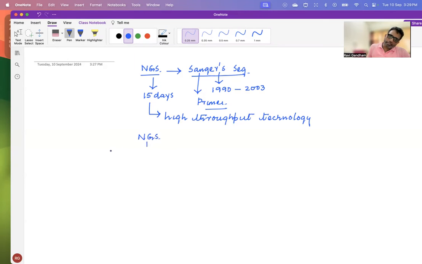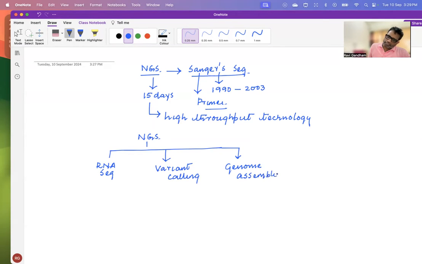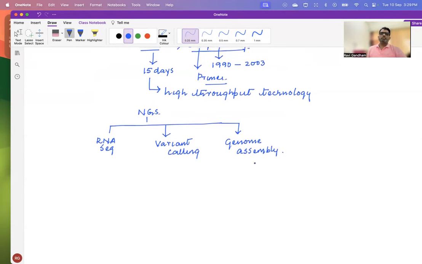The first one is RNA sequencing, RNA-seq. The second one is variant calling. And the third one is genome assembly. Genome can be an RNA genome or a DNA genome. So NGS involves sequencing of both DNA and RNA.